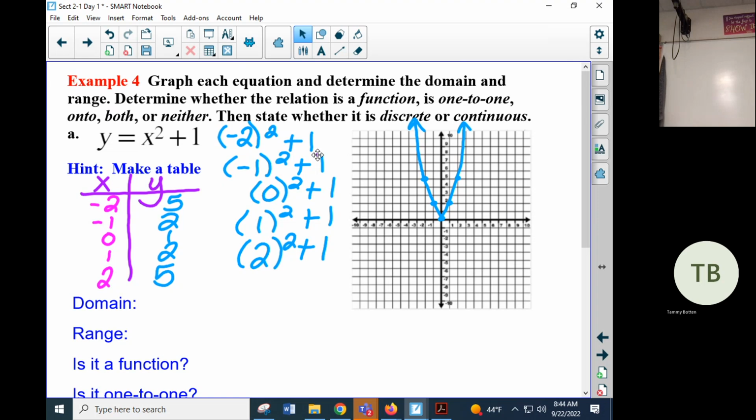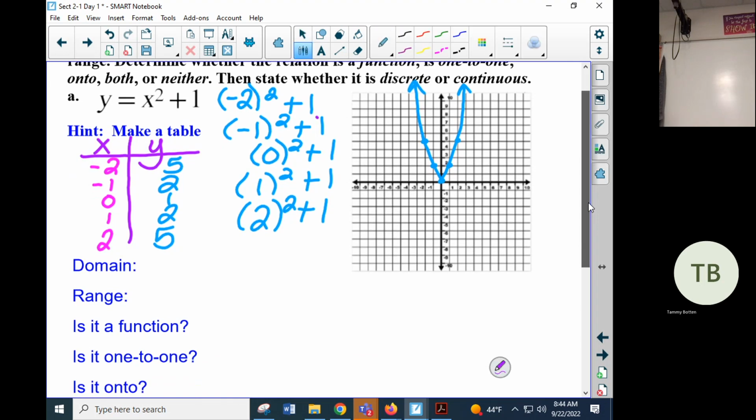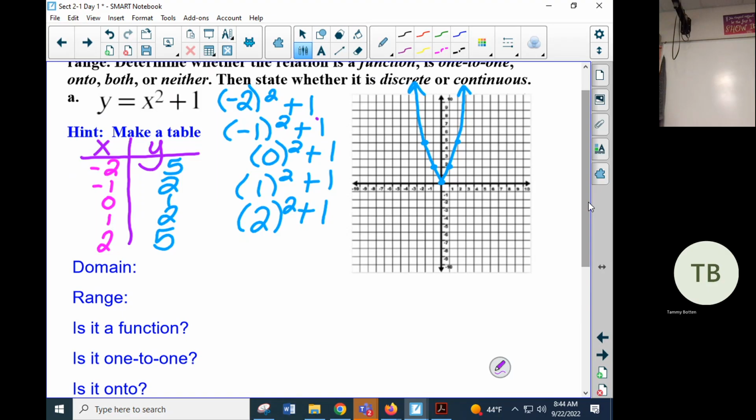Then they are asking us for this. What is the domain? That means what X values will this graph work for? And you have to think about that parabola keep going forever and ever and ever. So it would work for every X value because that would just keep going forever and ever. So all of your X's are going to work. So that's all real numbers.